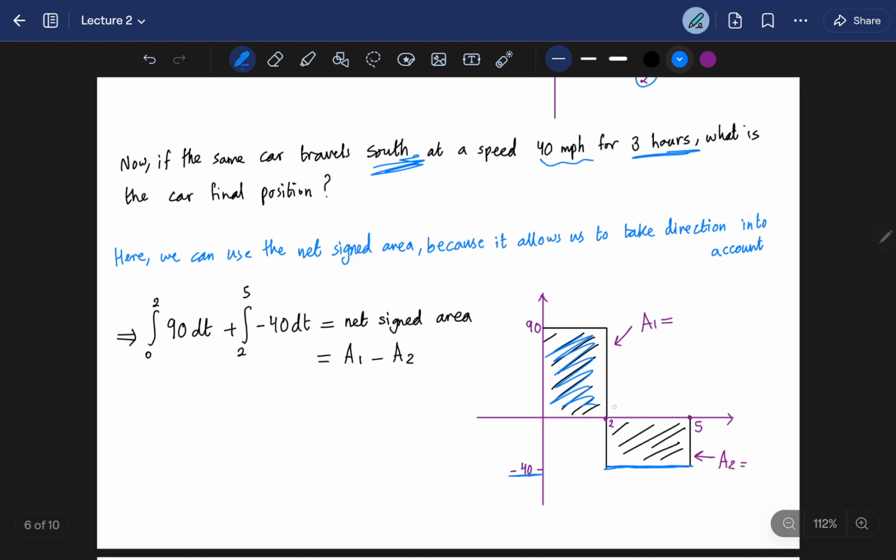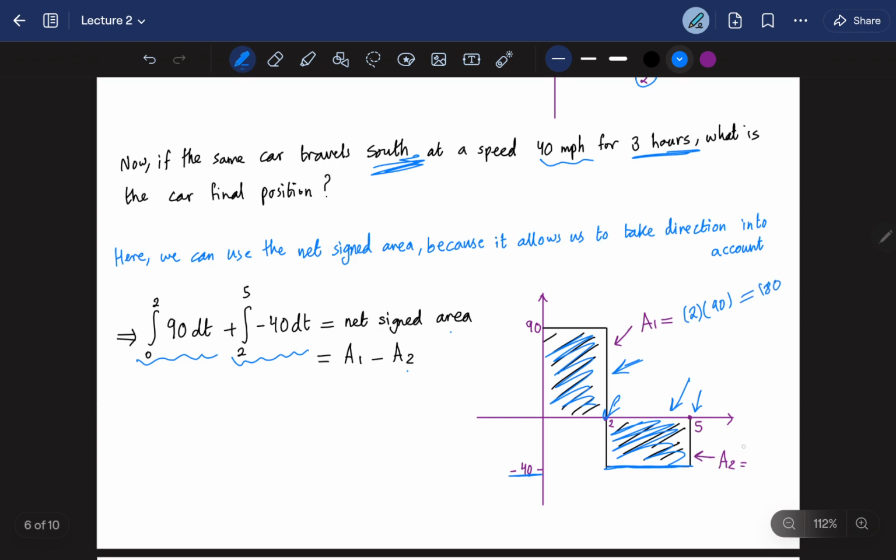And I'm taking it after 2 hours, and it's traveled 3 hours. So I'm going to stop at 5. So the area here is also an area of a rectangle, but it's going to be negative. So to find the overall position, I'm integrating the first part, then I'm adding the integration of the second part, which is my net signed area, because I'm taking area above the x-axis, area below the x-axis, which is just A1 minus A2. Now A1 is just, like we said before, 2 times 90, so it's 180.